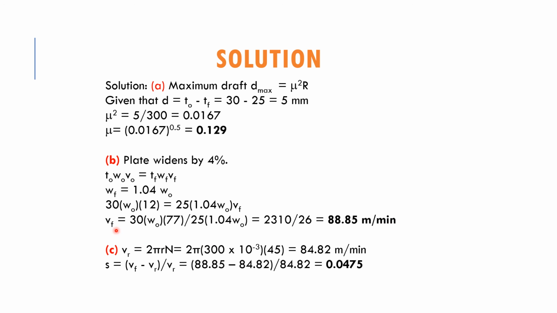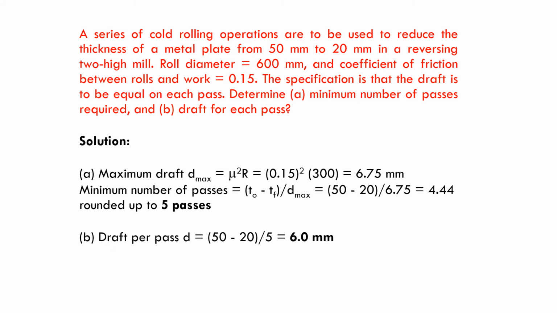And then the last one, they want you to calculate the forward slip, right? So for this one you have to calculate the v r first, which is 2 pi r n. Then you will get the velocity of 84.82 meter per minute. And then when you put it inside the equation, which is v f minus v r over v r, you will get the forward slip as 0.0475.